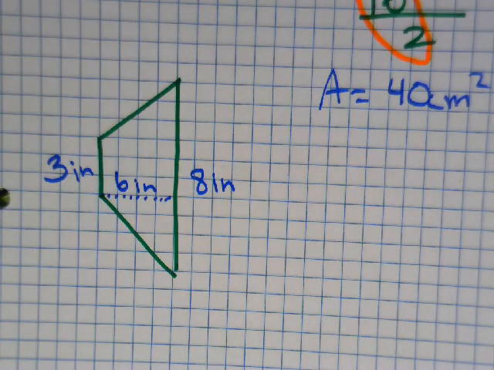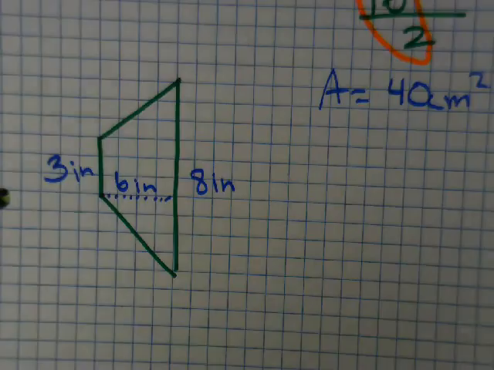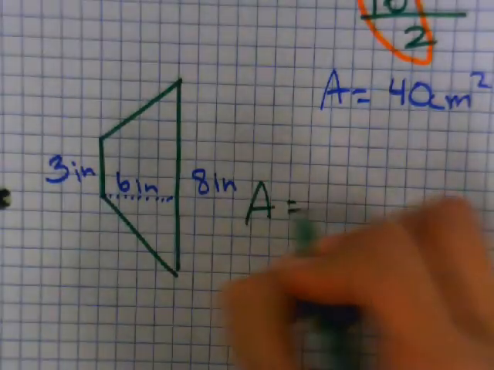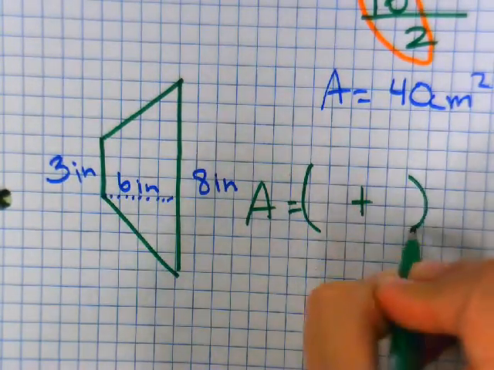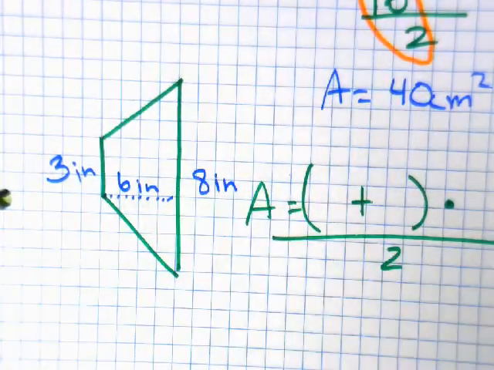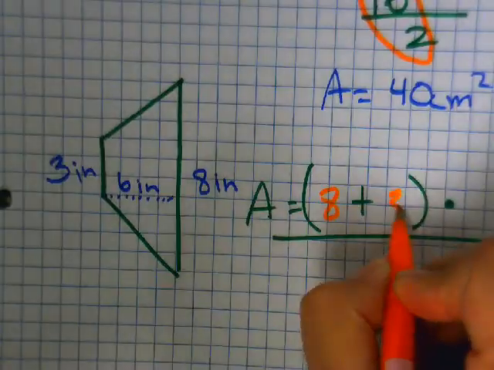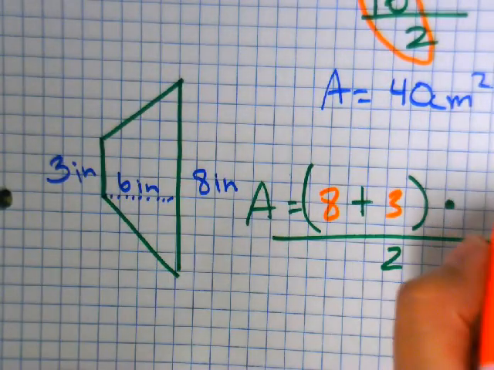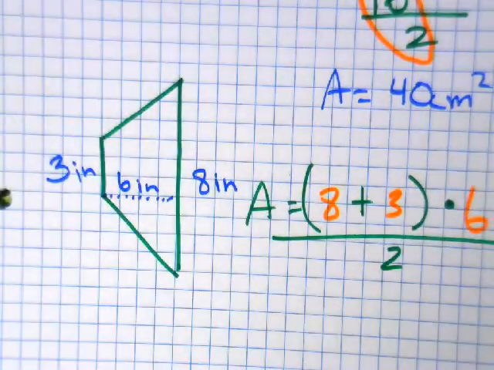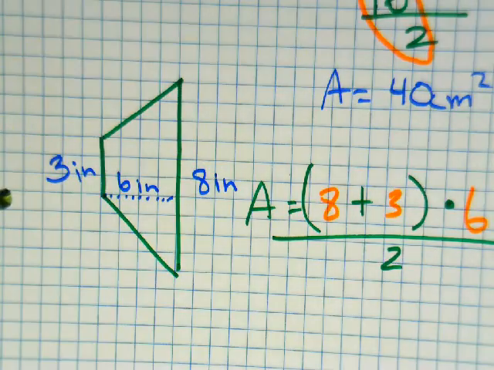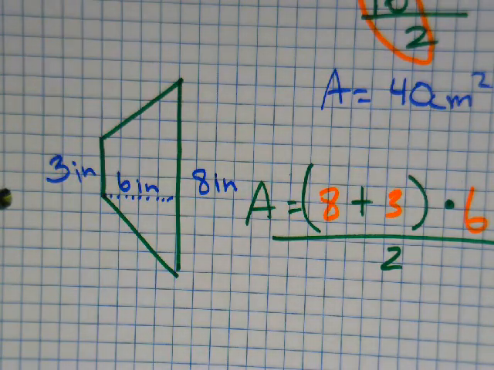Okay, most important part. Which two numbers are you going to put inside? 8 and 3. What are you going to put outside? Does it matter which order? Nope. What number goes outside? 6. What do I do first, addition or multiplication? Addition, it's parentheses. What's 8 plus 3?